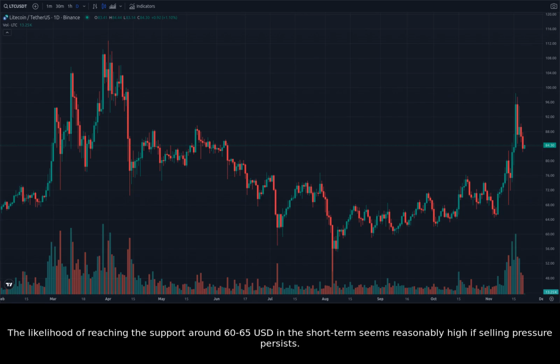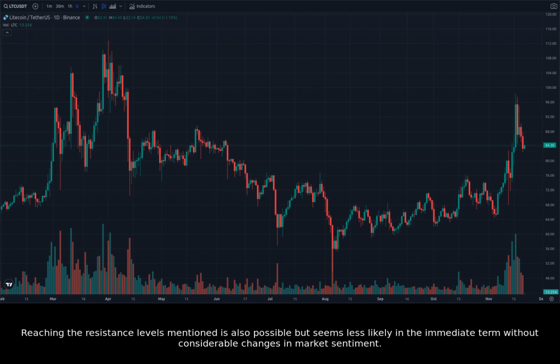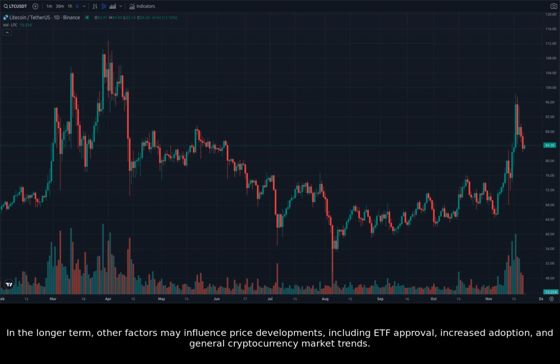The likelihood of reaching the support around 60 to 65 US dollars in the short term seems reasonably high if selling pressure persists. Conditions reinforcing this likelihood include sustained negative news and lack of significant buying pressure. Reaching the resistance levels mentioned is also possible, but seems less likely in the immediate term without considerable changes in market sentiment. In the longer term, other factors may influence price developments, including ETF approval, increased adoption, and general cryptocurrency market trends.